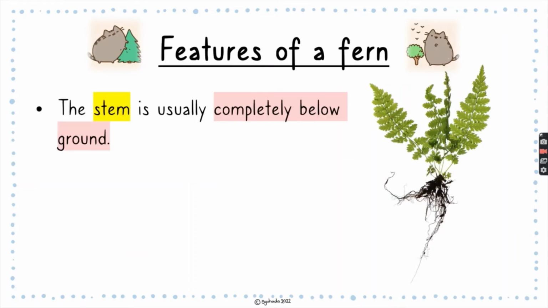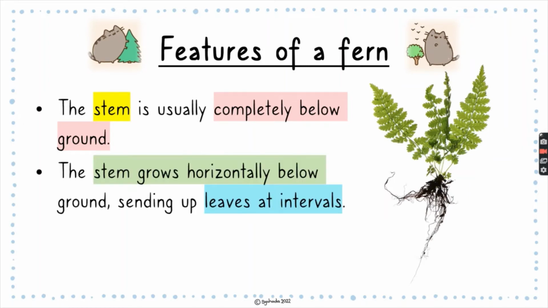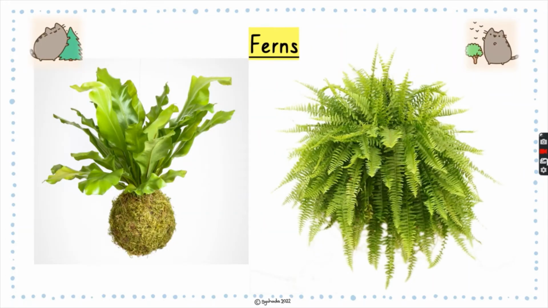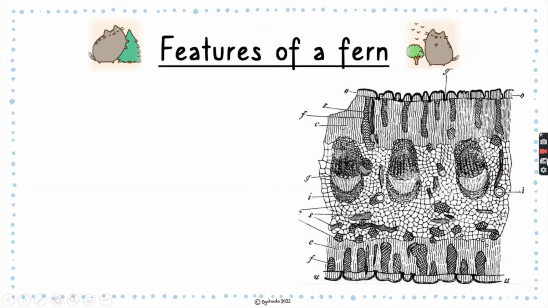Features of a fern include the fact that the stem is usually completely grown below the ground, and the stem grows horizontally below the ground, sending up leaves at intervals. Roots grow directly from the stem as well, and you can see here that the stem and the roots are pretty much joined together, and actually up till here that is pretty much below the ground. Here are examples of pictures of ferns.